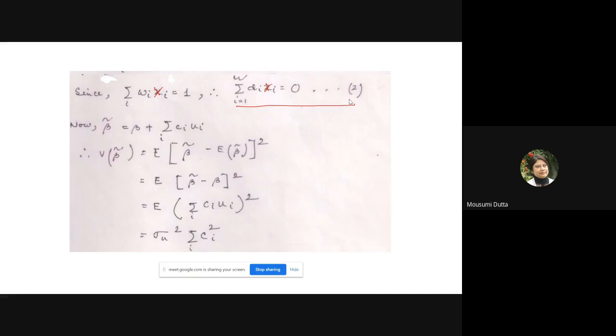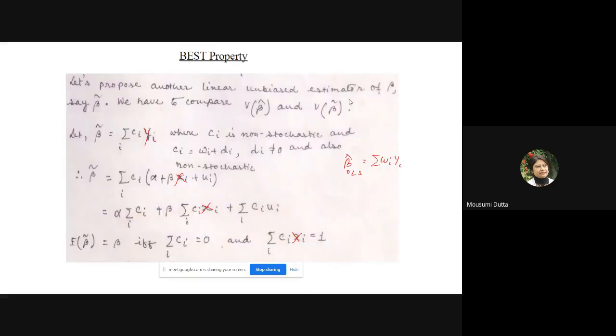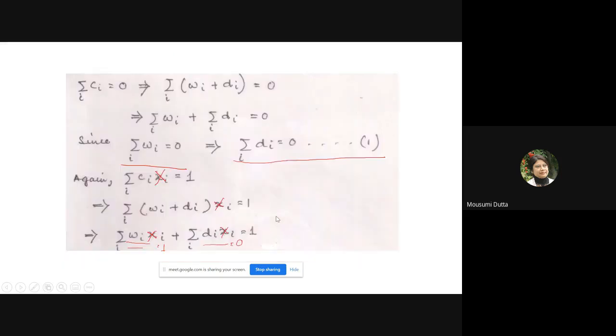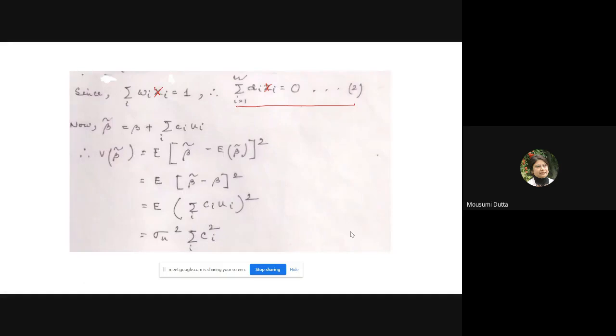Next, we are considering beta tilde. Beta tilde is equal to beta plus summation ci ui. So let me check. Summation ci is equal to 0. Summation ci xi is equal to 1. So beta tilde is equal to beta plus summation ci ui. Okay, so this is beta tilde.